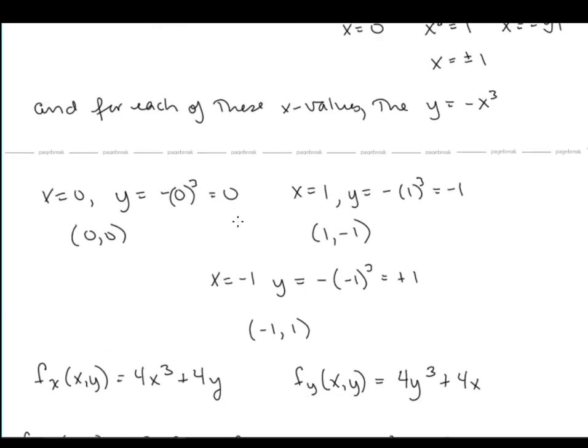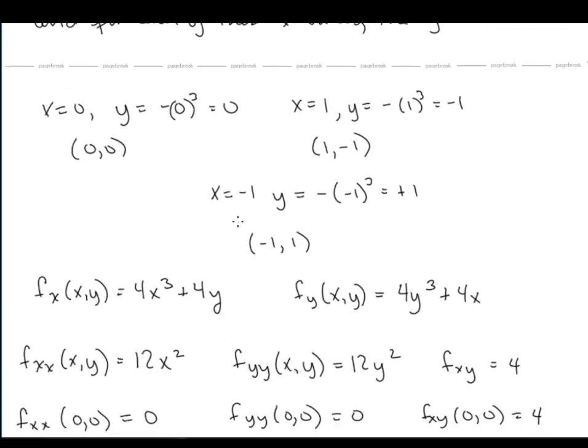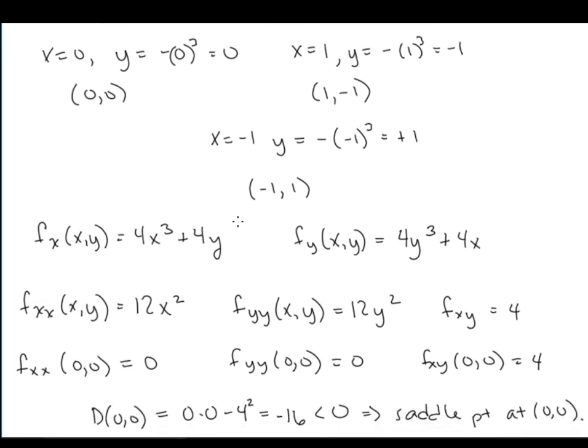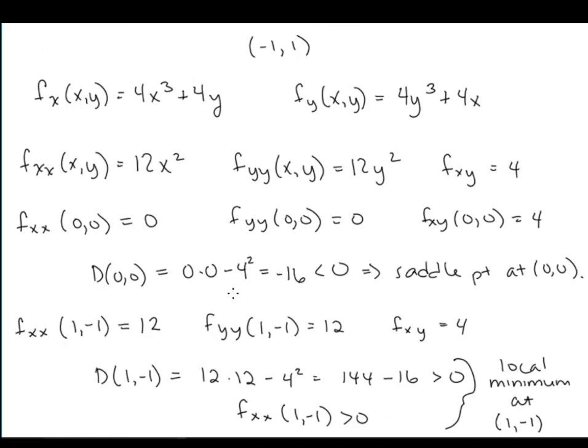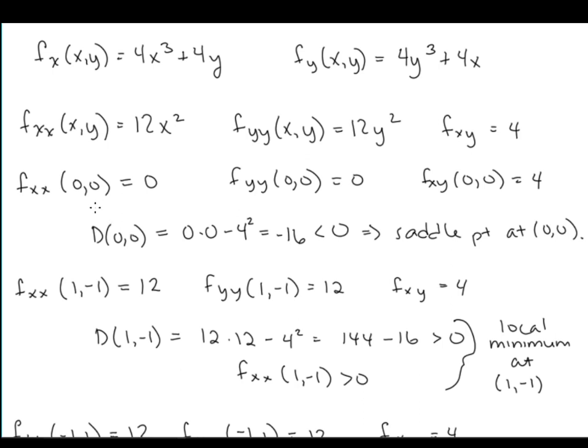So we have 3 critical points here, and we need to test all 3 of them. So we need to make our computations for the second partials and the mixed partial, and then compute D at each of these points. Here are our first partials again, and let's take a look at our second partials. Our second x partial is 12x squared, second y partial is 12y squared, and our mixed partial is 4. So at (0, 0), we've got discriminant 0 times 0 minus 4 squared. So we've got a negative 16, and we definitely have a saddle point at (0, 0). D is negative, which gives us a saddle point.